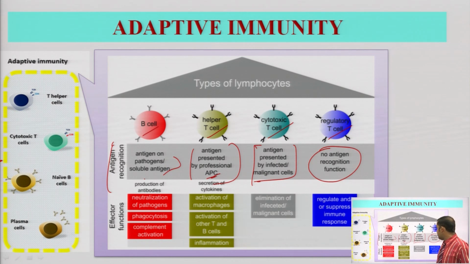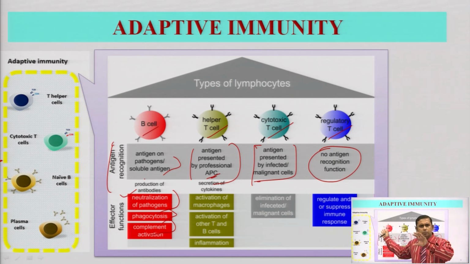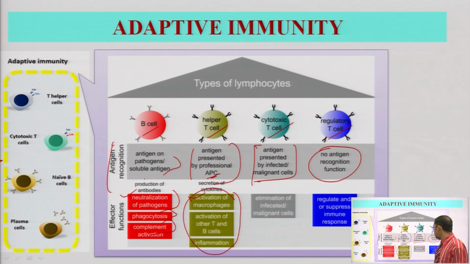So what is the function? Let me tell you one by one. B cells neutralize the pathogen, phagocytosis will happen, and complement activation will happen. It will bind. I will show one video also in my next lecture. If a virus enters, the antibodies from B cells will go and surround all the viruses. Then macrophage and activation of B cells and T cells, inflammation will happen, and cytotoxic T cells will eliminate the infected malignant cells.